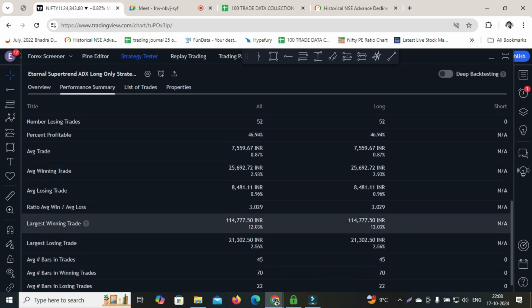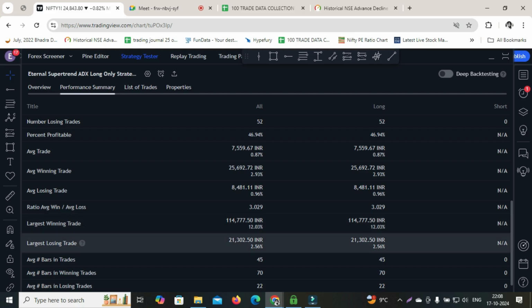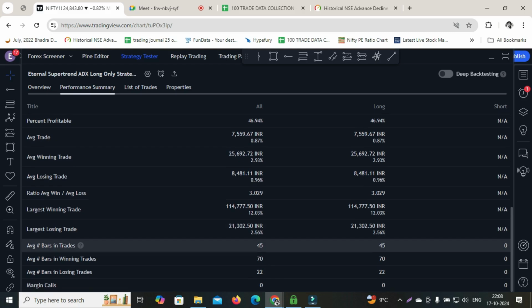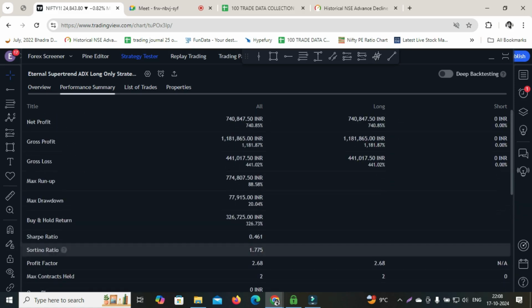The largest winning trade was here, where it made 1 lakh 14. Then the largest losing trade was a 21,000 loss. Average bars in trade: the average holding time of a trade is like 45 hours. It is on hourly. Okay, so this is for these things.